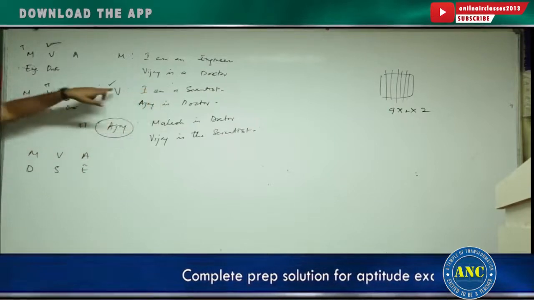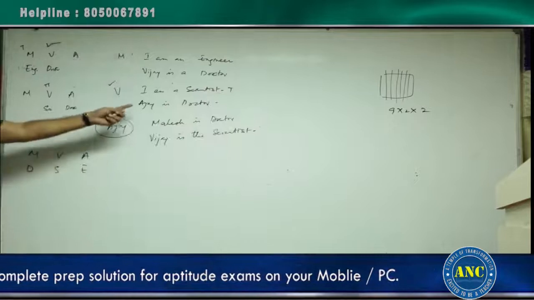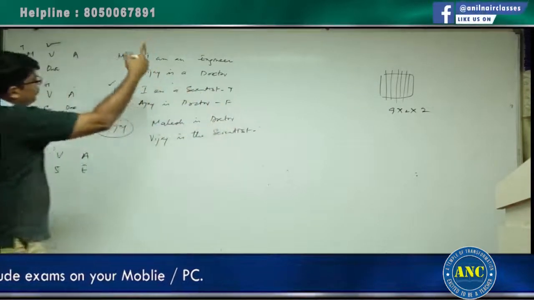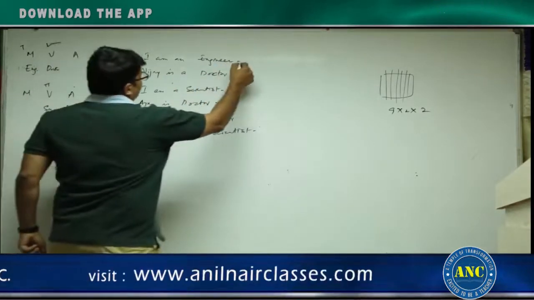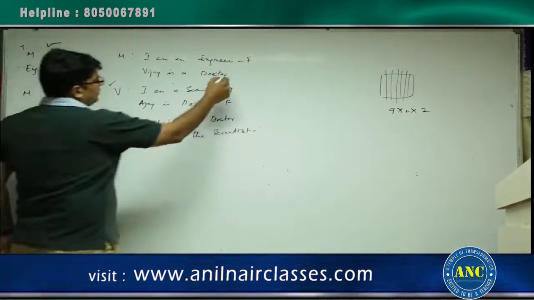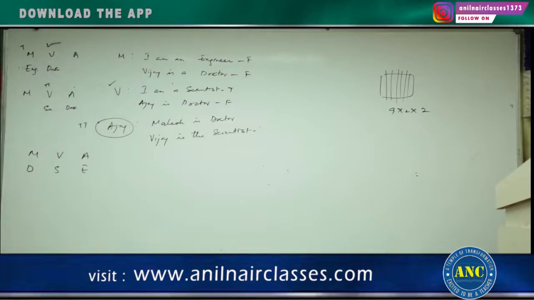Vijay says, I am a scientist. That's true. Ajay is a doctor: false, he's an architect. Let's go to Mahesh. I am an engineer: false. Vijay is a doctor: false. So he's a liar, and this guy alternates. That's it.